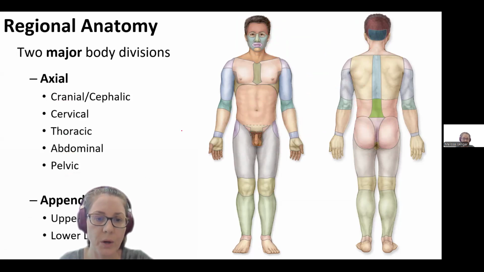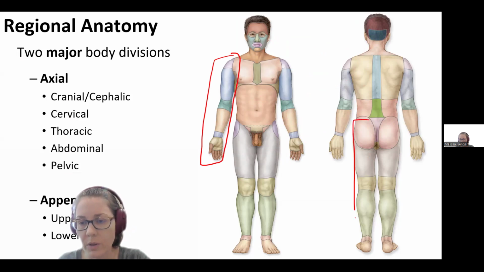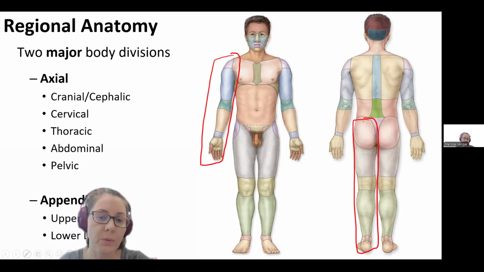Then the next larger parts are appendicular. Appendicular are the arms and the legs. So we've got arms, and I'll just do over here, we have legs. The arms and legs are broken into many regions. Most of those regions are the same on the anterior surface and the posterior surface, but there can be some slight variations. Here we have brachial.